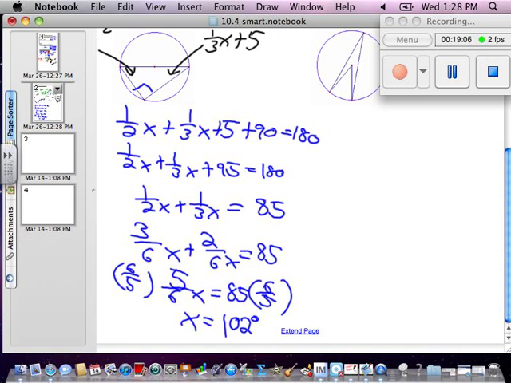Whoa. Can we just have a minute? Yes. So it's just the fractions that are throwing you off, right? Yep. It's not how to set it up or anything like that. Okay. You could divide 85 by 5/6 and you get the same answer. That'll give you 102.